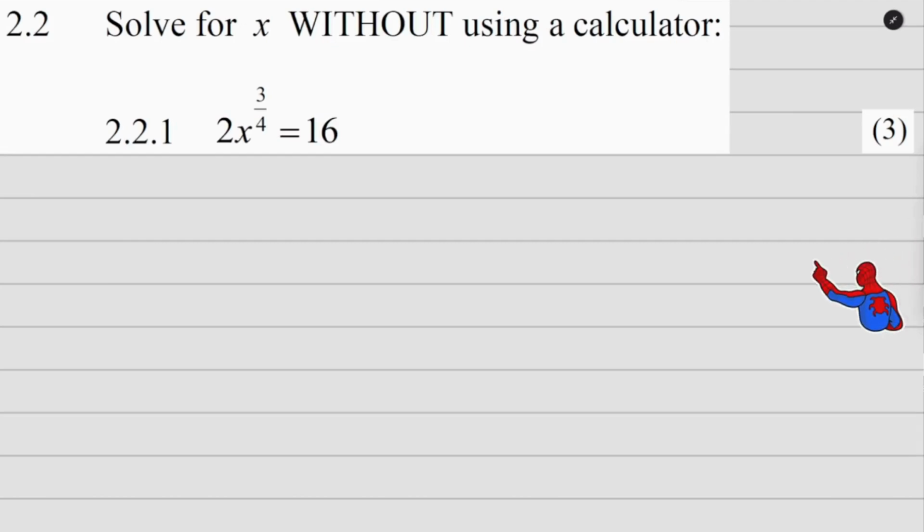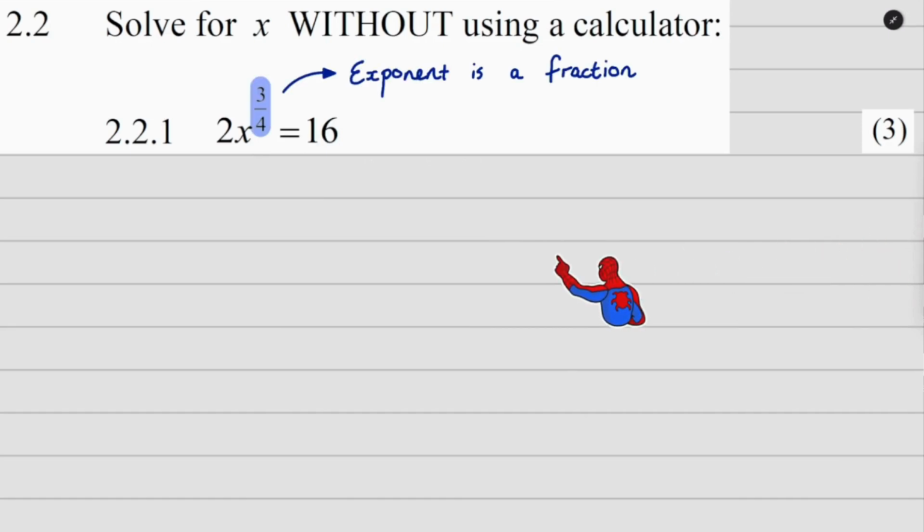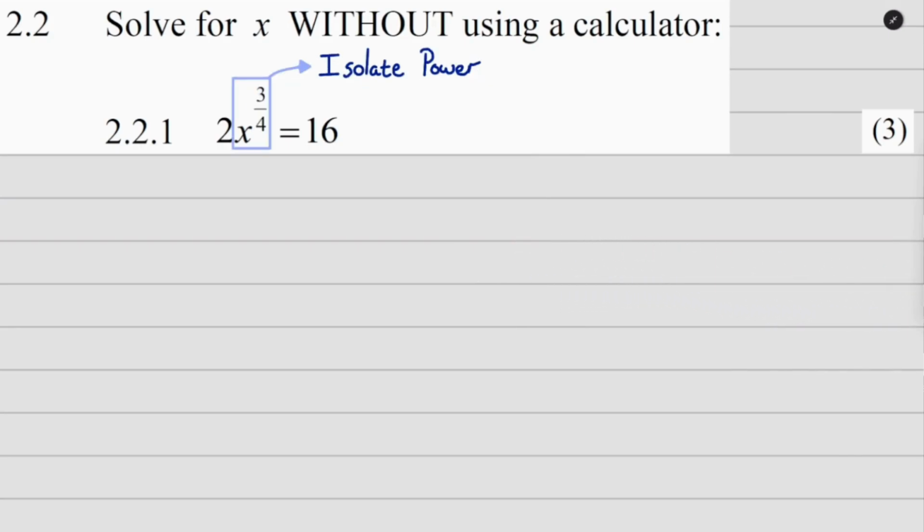Jumping into the exponential equations, we have x raised to the power of a fraction. And when that happens, what you want to do is you want to get the power by itself. So I want to get this thing by itself. So the power is the base raised to the exponent. So that's what I want to isolate, aka get it on its own.